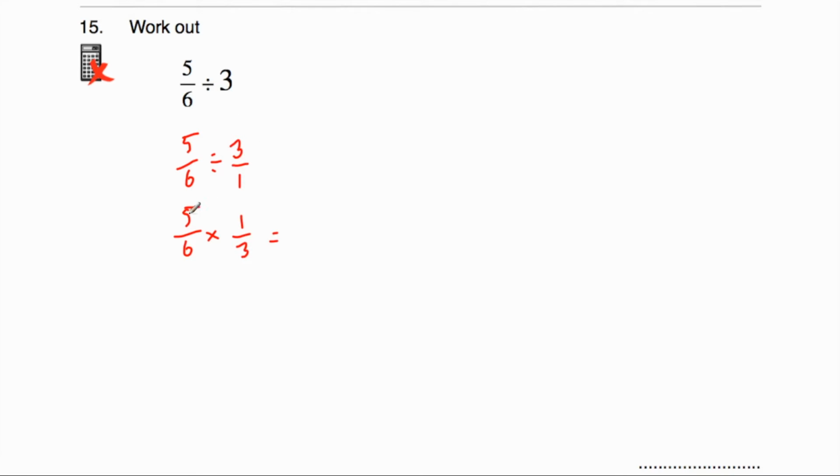Now we just need to multiply. 5 times 1 is equal to 5, and 6 times 3 is equal to 18. And 5 and 18 have no common factors apart from 1, so it can't be cancelled down, so the answer would just be 5/18. And that's it. Okay, let's have a look at our next question, question number 16.